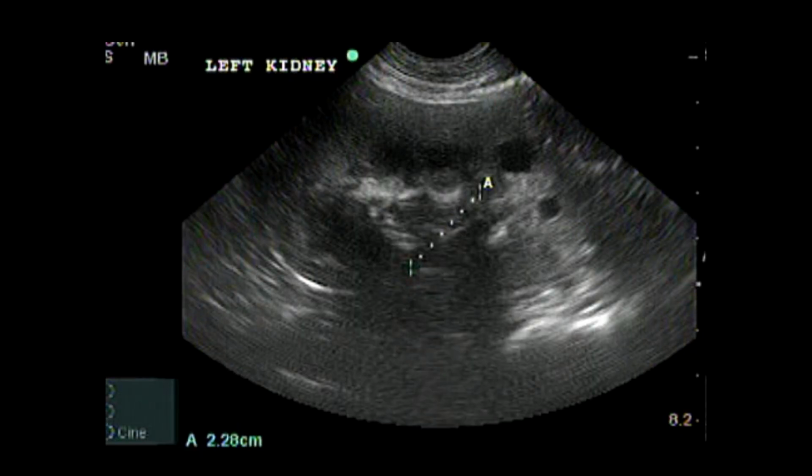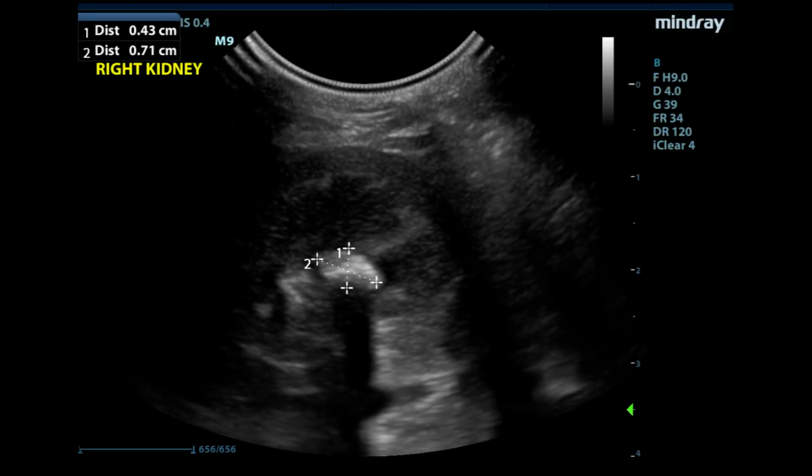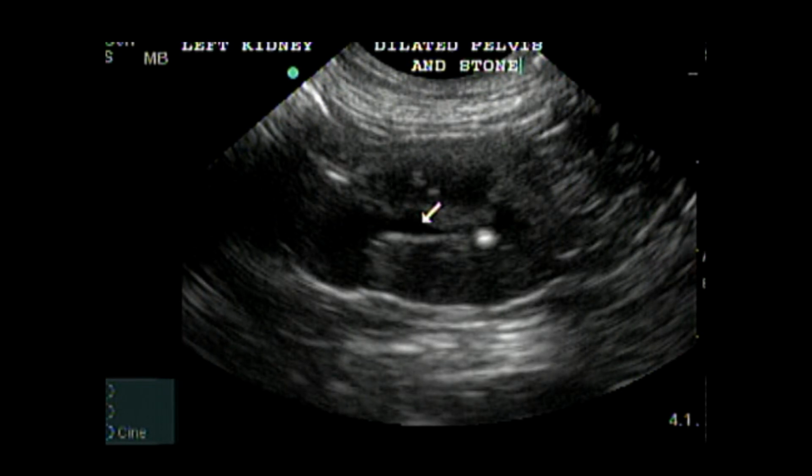Lesions, such as size of cysts, stones, or width of a dilated renal pelvis should be measured for comparison in future ultrasound exams.